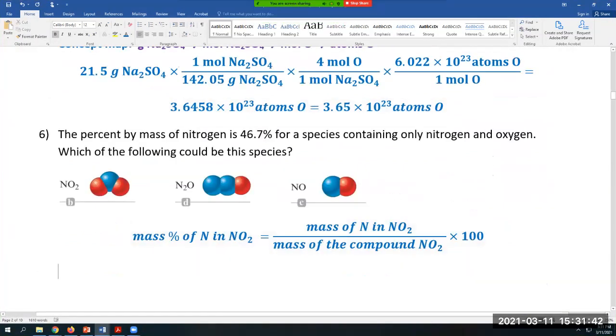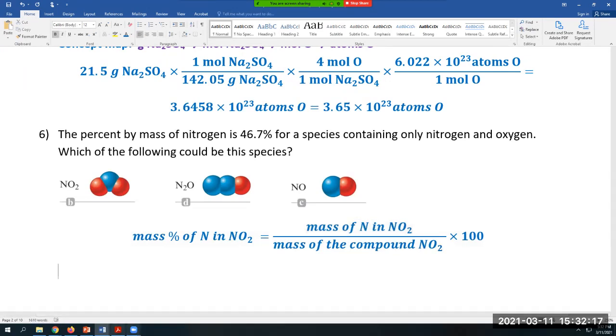So the mass percent of nitrogen in NO2 will follow this formula. It's the mass of nitrogen in this formula, NO2, so just the mass of N in this compound over the mass of the compound NO2. And of course, it is implied here that it's the mass for 1 mole of the compound. So on the bottom here, it's the molar mass of NO2. And on top here, it's the molar mass of N, the contribution of N in that molar mass.